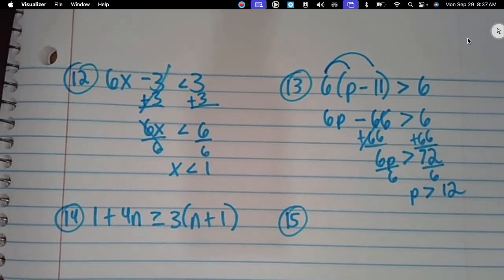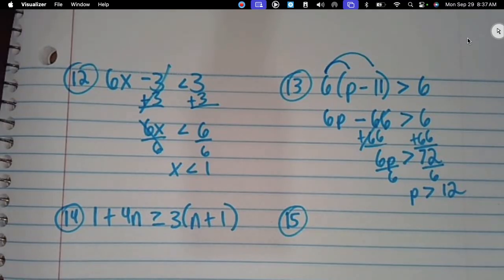Well, I don't see an answer that looks like p greater than 12. I have to pick out what number do they have written down that is greater than 12. What answer is greater than 12? D. D is the answer. Does everybody understand that? That one they tried to confuse us. It is not A. 12 is not greater than 12. It is equal. And we don't have an equal sign. Do we understand that? Did y'all get it?